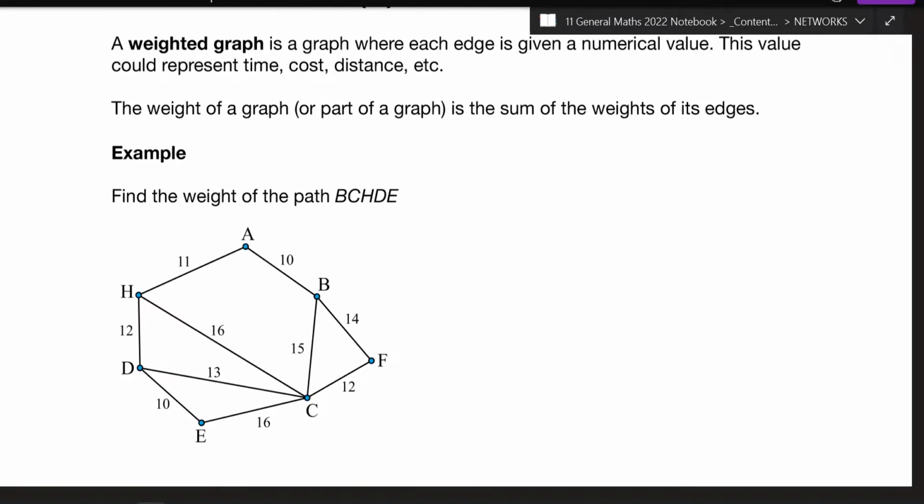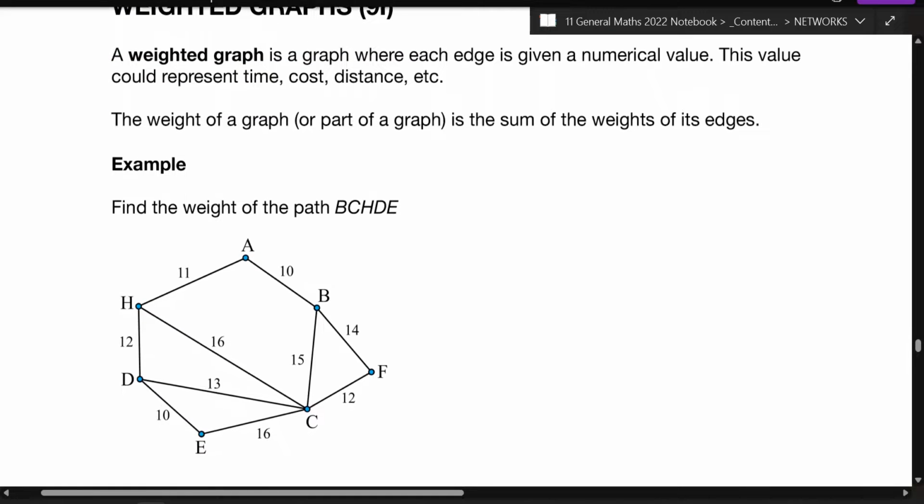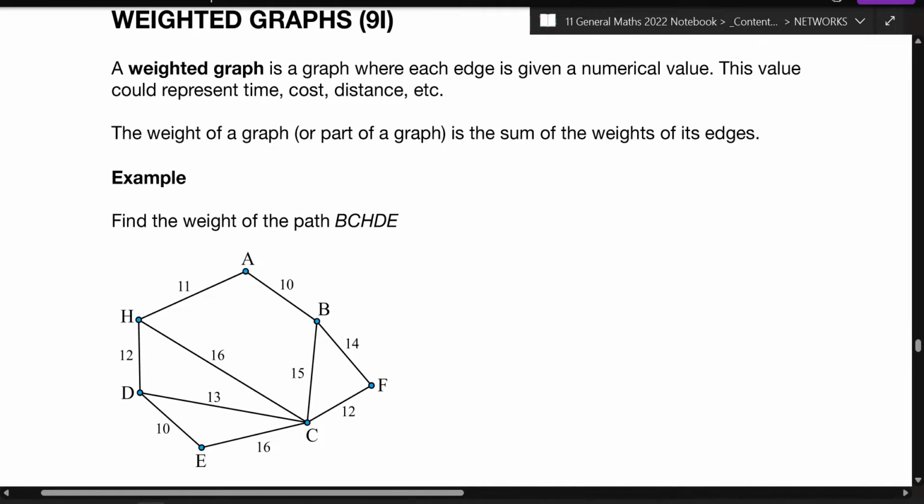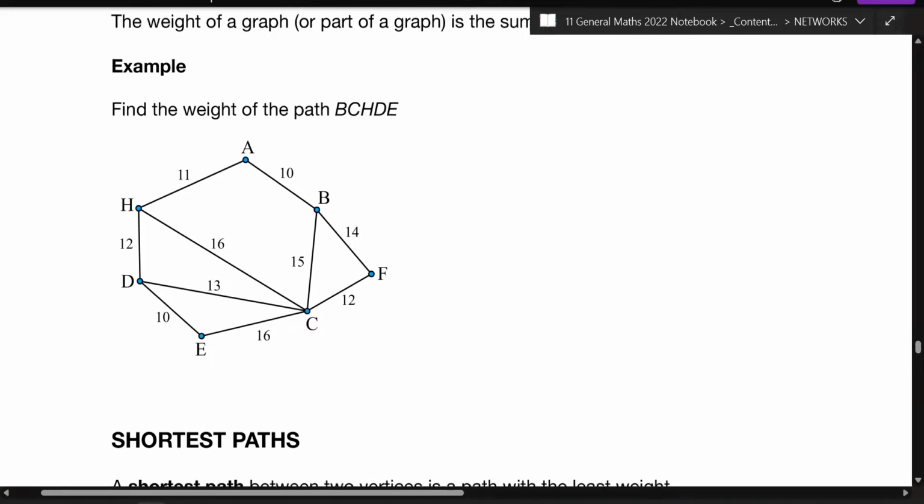So that's what we call a weighted graph, because there is weight between the vertices, and those numbers represent something depending on the context. When you work with weighted graphs, there's a numerical value given to the edges. That's what you're working with.